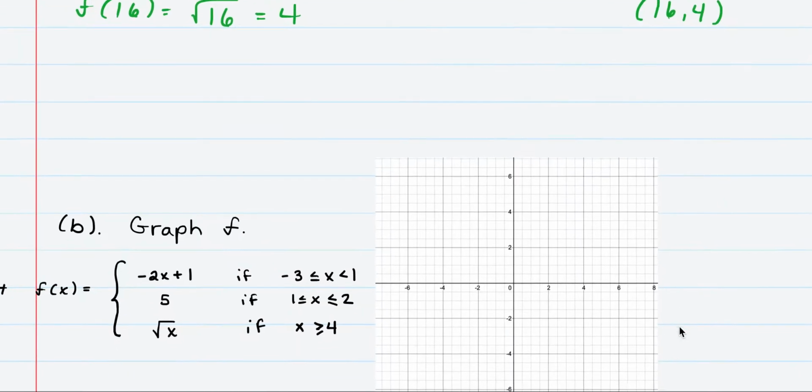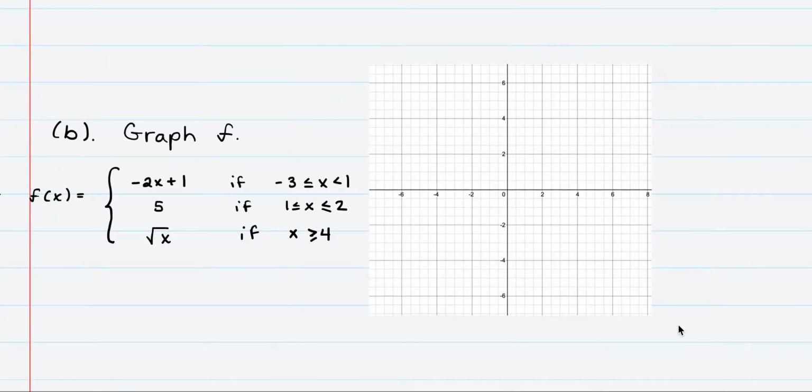So that's the next step. Let's try to graph this function. So I have f of x is equal to these three pieces. And what we're going to do is graph each one of these functions, and then we're going to erase the pieces that we don't need, so where x is not defined. I'm going to zoom in a little bit.